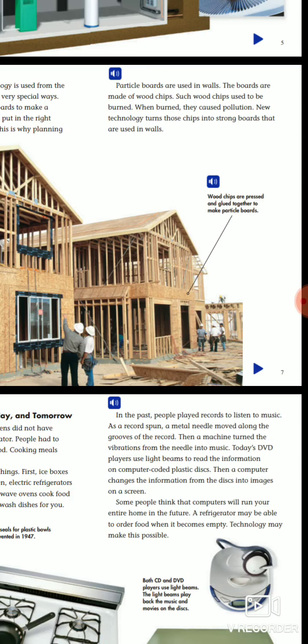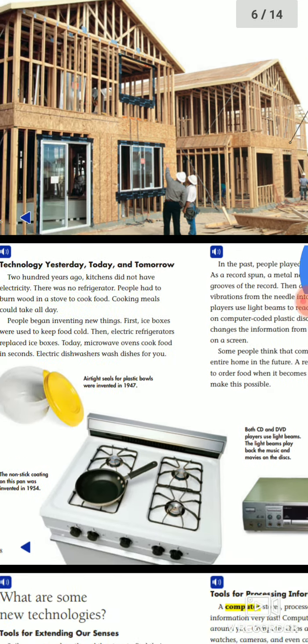Particle boards are used in houses. The boards are made of wood chips. Such wood chips used to be burned. When burned, they cause pollution. New technology turned those chips into strong boards that are used in houses. Wood chips are pressed and glued together to make particle boards.